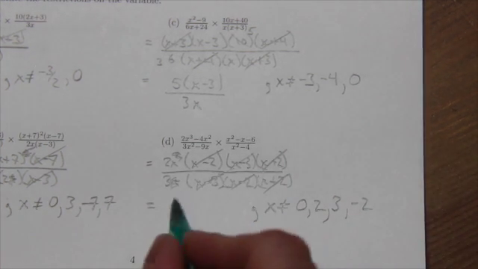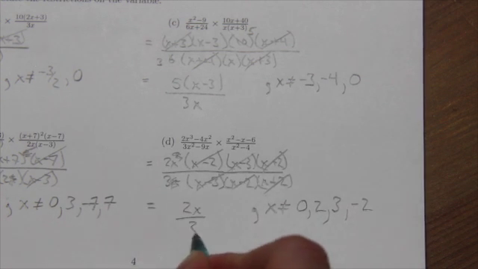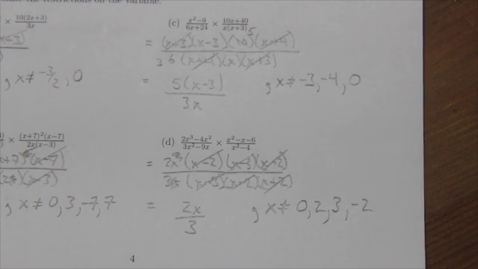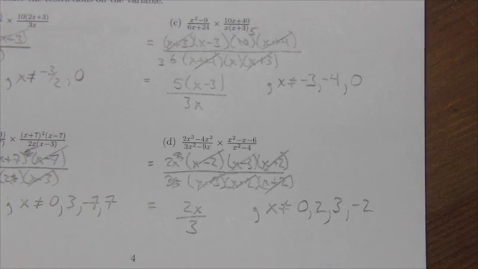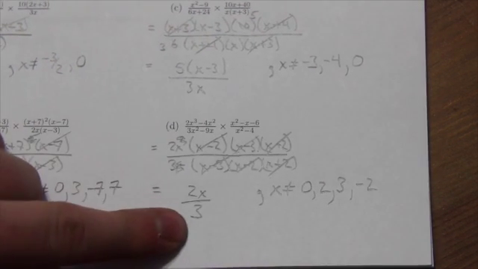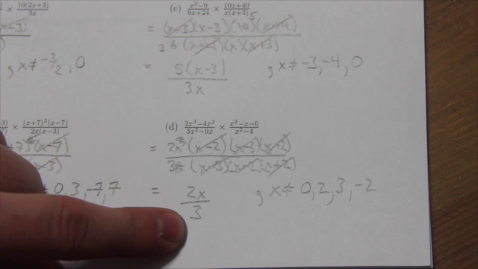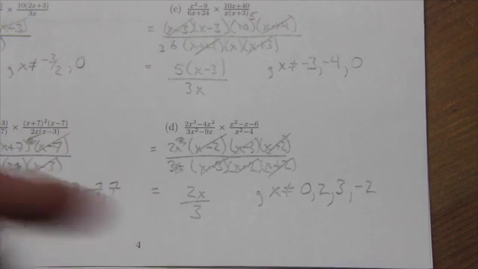That covers everything, and what I'm left with here is simply 2x over 3. Well, that reduces quite nicely. Okay. A bunch of restrictions, but a fairly simple result. And there's no further restrictions because there's no further variable in the denominator. Dividing by 3 is okay.